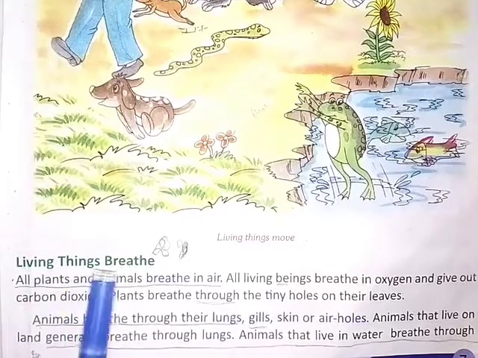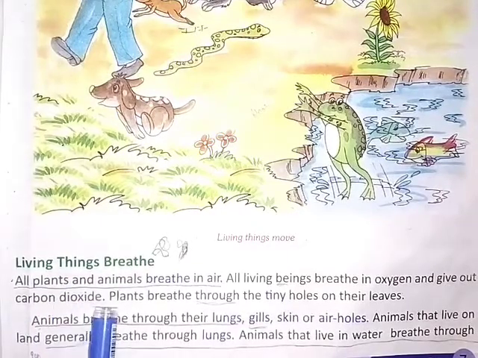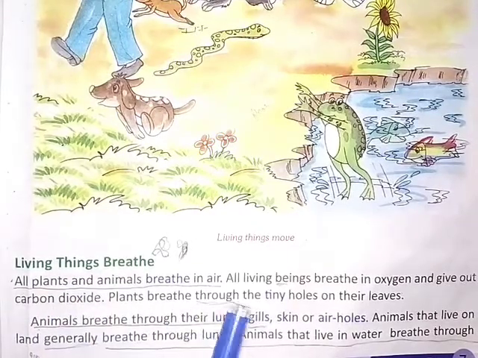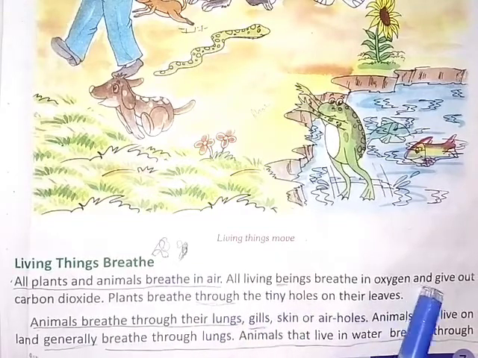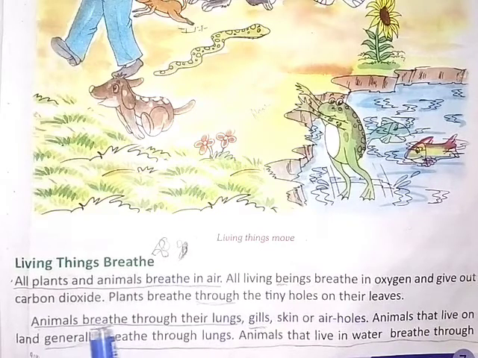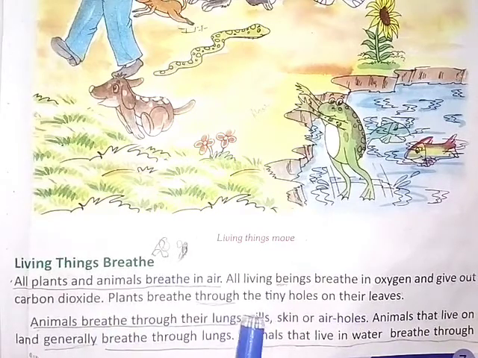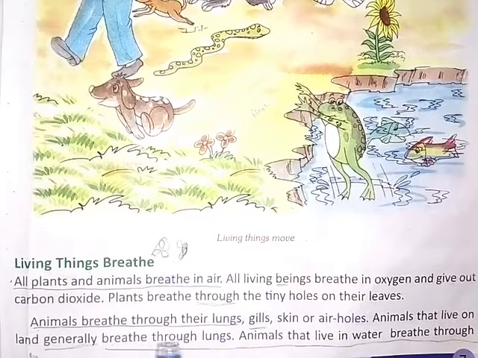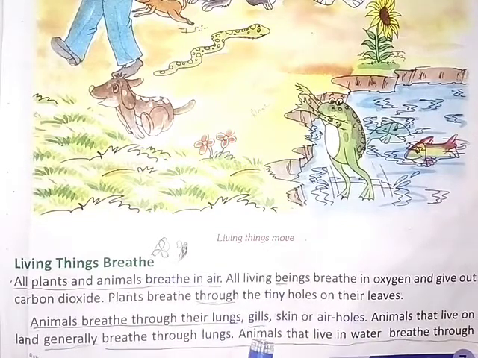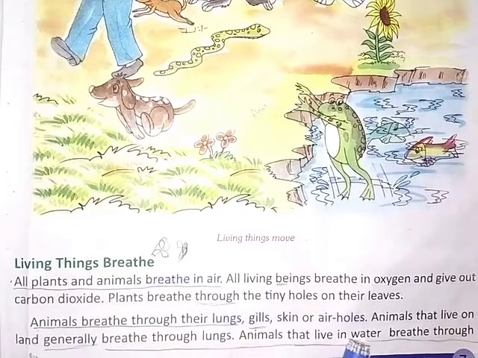Living things breathe. All plants and animals breathe in air. All living beings breathe in oxygen and give out carbon dioxide. Plants breathe through tiny holes on their leaves. Animals breathe through their lungs, gills, skin or air hole.